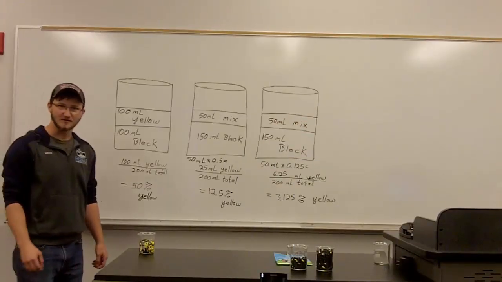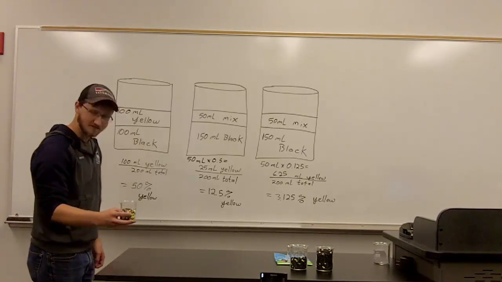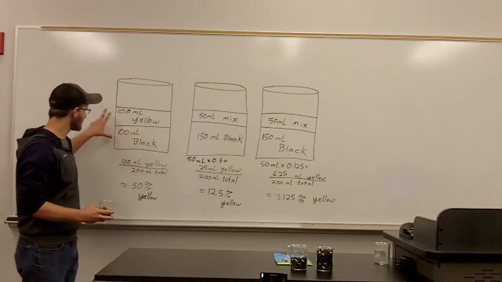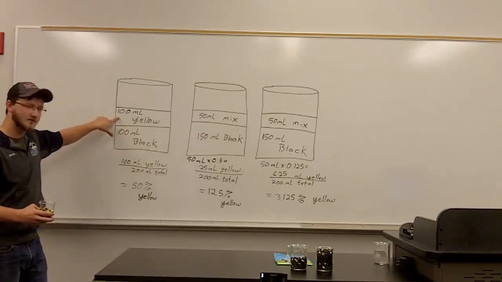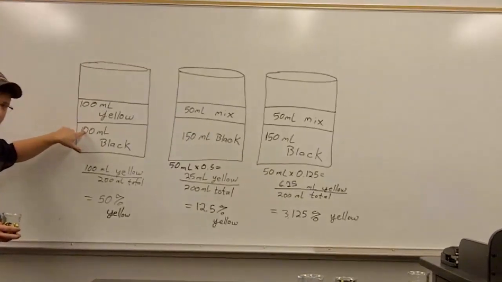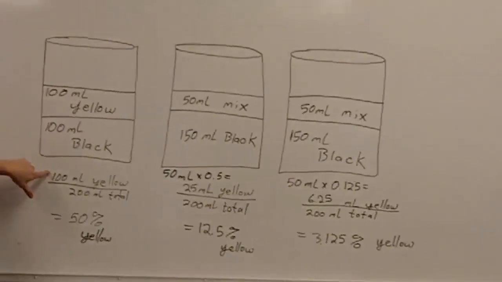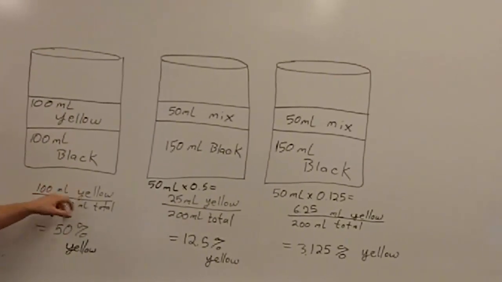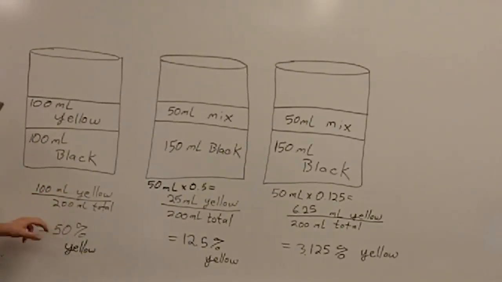Okay, let's go through the math of this a little bit. So if you have the 50-50 mixture that we were just talking about, you can see that we have a visualization of about 100 milliliters of yellow and 100 milliliters of the black. You can see that it's 100 milliliters of yellow over the 200 milliliter volume. So that's about 50%.